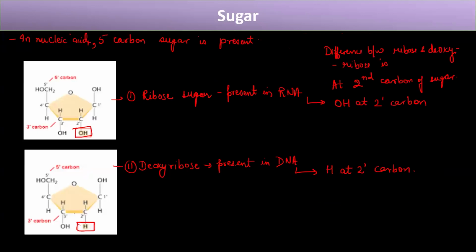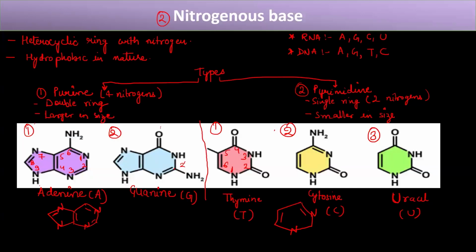So this is what we studied. We studied about sugar and the nitrogenous base. Now, before studying the structure of nucleoside, let's study the phosphate group. Because what we said is that in our nucleic acid, we have three components. The first one is the sugar, the second is the nitrogenous base, and the third is phosphate, right? So what is the phosphate group?